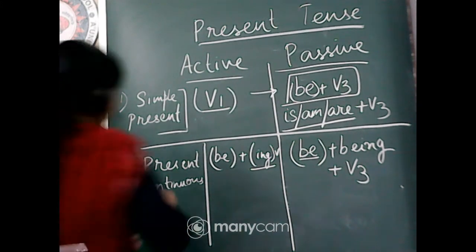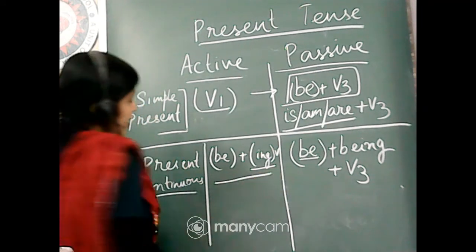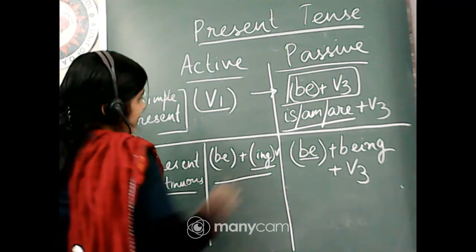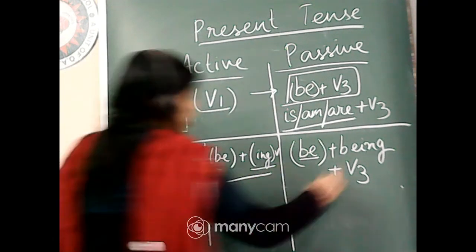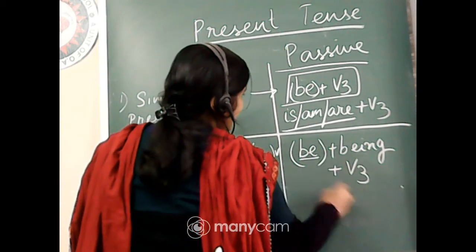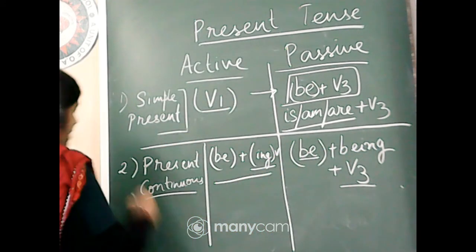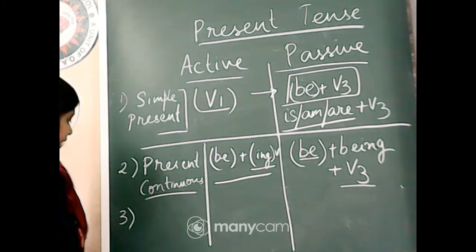So present continuous: be verb, that is is, are or am, plus the ing form of the root verb, will change into be verb plus being plus the V3 form. Now come to the present perfect.